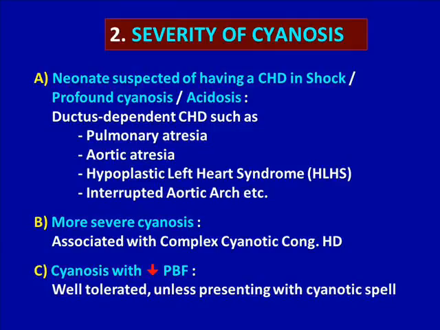Now let's consider the severity of cyanosis. A neonate suspected of having heart disease who is in shock, with profound cyanosis and acidosis often has ductus-dependent congenital heart disease such as pulmonary atresia, aortic atresia, hypoplastic left heart syndrome, interrupted aortic arch, etc. In general, most severe cyanosis occurs with complex cyanotic heart disease with some exceptions, and usually cyanosis with decreased pulmonary blood flow is well tolerated unless presenting with cyanotic spell.